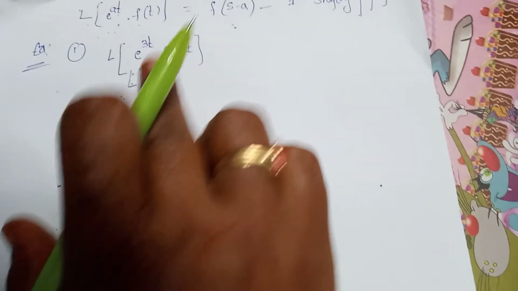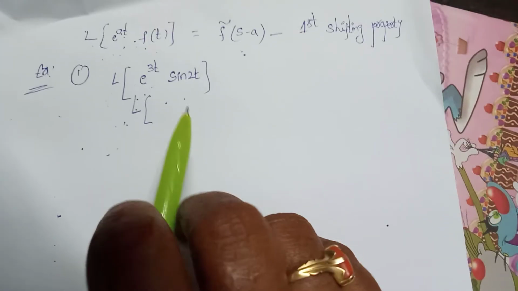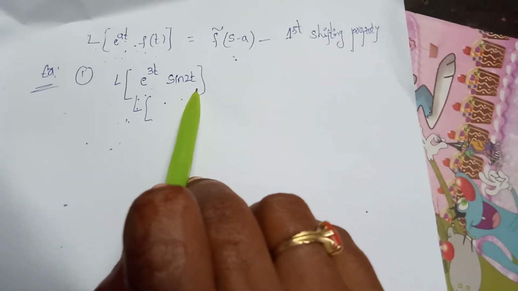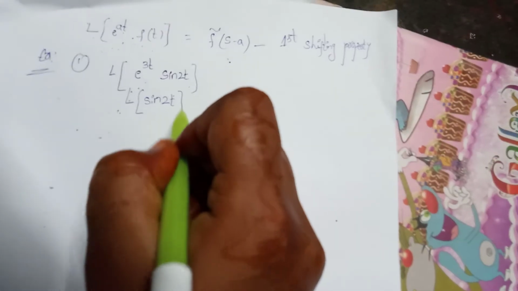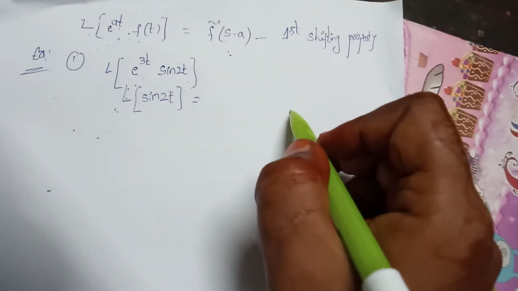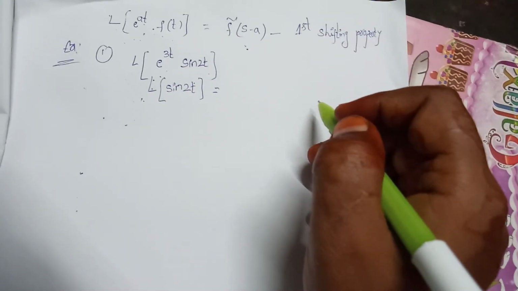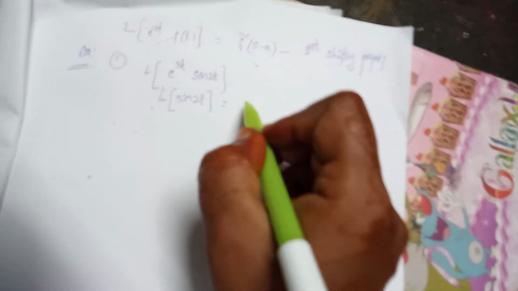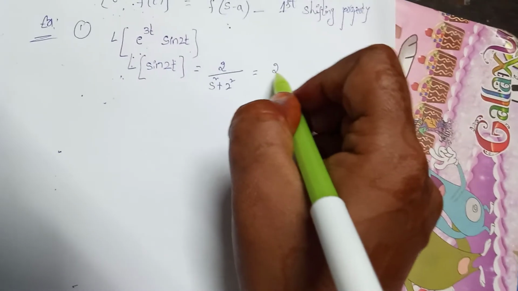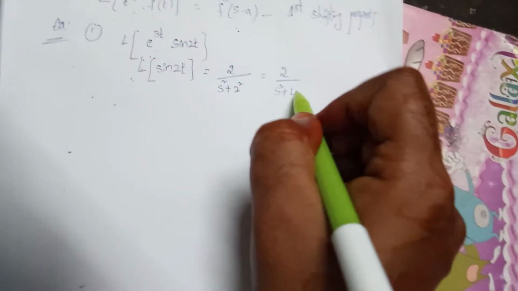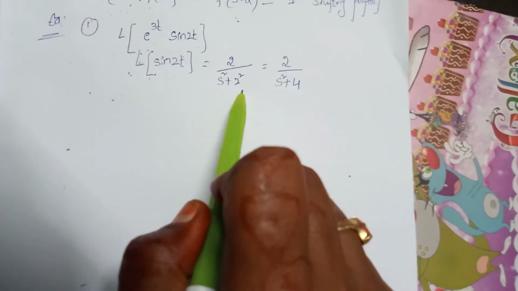L of e power 3t into sin 2t, we can solve that problem. First find L of f of t, where f of t is sin 2t. This is in the form of L of sin at. What is the formula for L of sin at? It is a by s square plus a square. Here a is 2, so 2 by s square plus 2 square, that is 2 by s square plus 4.